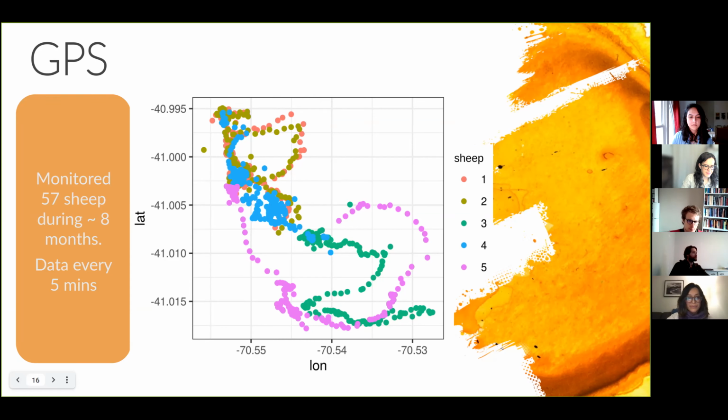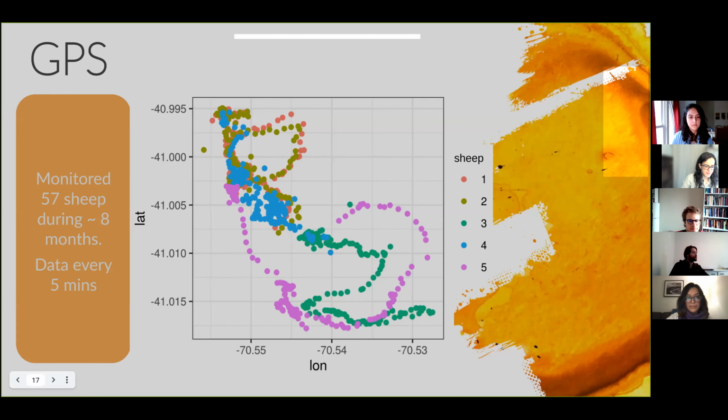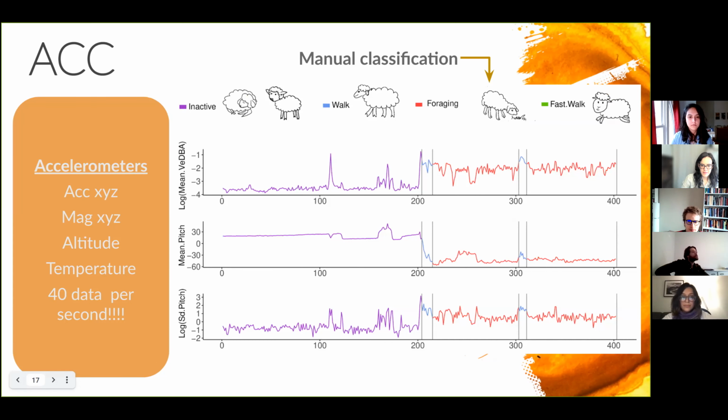Okay, then we have the information from the daily diary devices. We record acceleration, magnetic field, altitude and temperature. And we have 40 data per second for 57 sheep during 8 months. What is plotted here is one of the manual classifications from one of the videos. And what is plotted here are different features derived from the acceleration data.